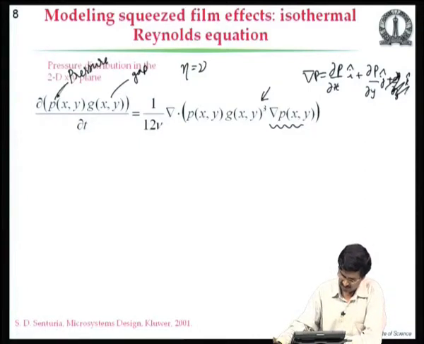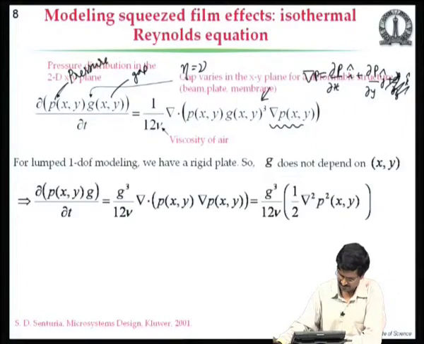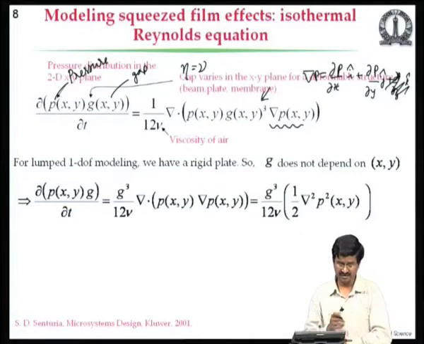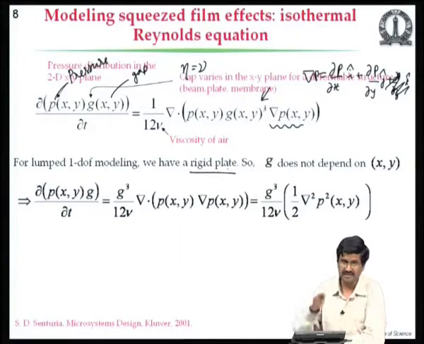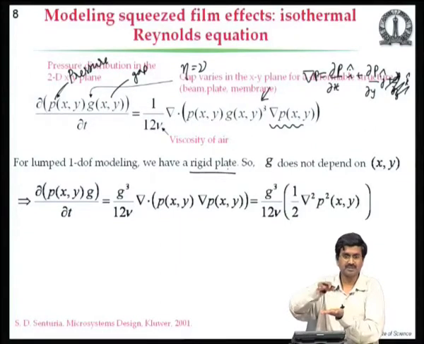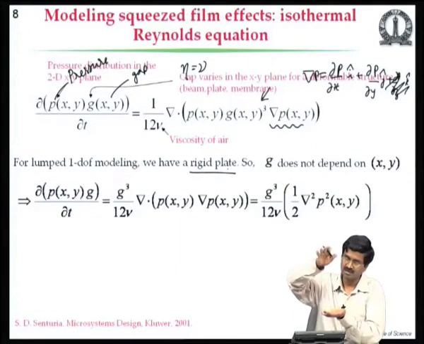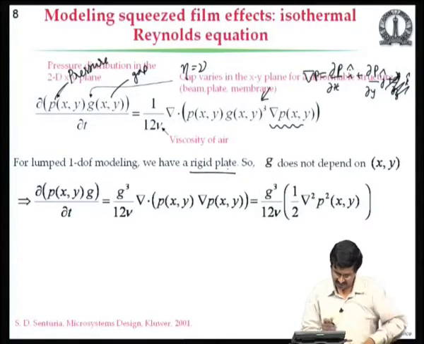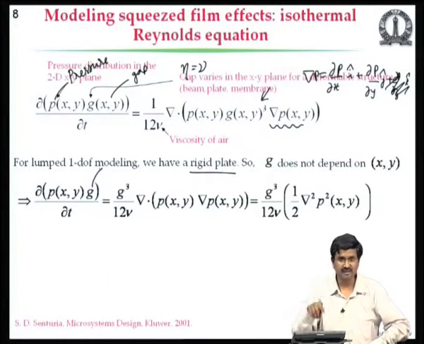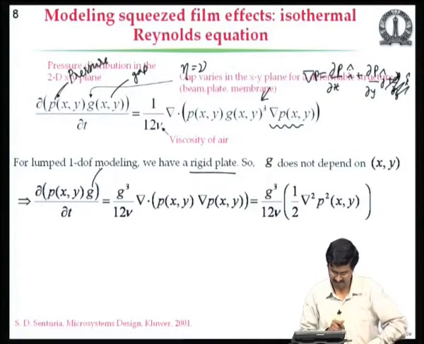It can be solved numerically, okay, but we will try to simplify it for one dimensional modeling, where we will say that it is a rigid plate that is moving. Like the parallel plate approximation, we had a spring to account for the stiffness, so the plate is like a rigid mass moving up and down. If it is a rigid plate, then this g will not depend on x and y anymore, we just have one gap for the entire plate, that is one simplification.